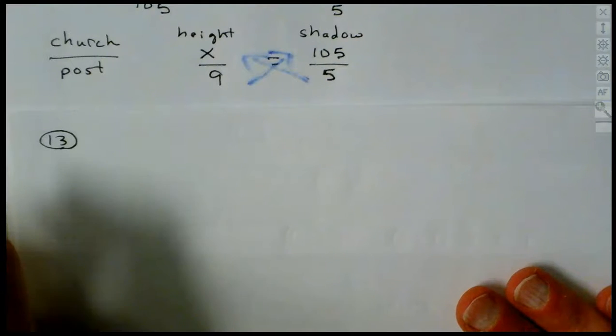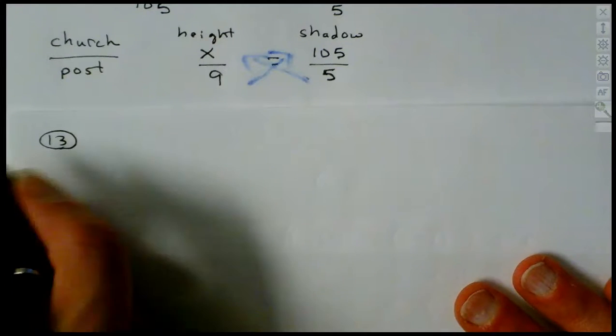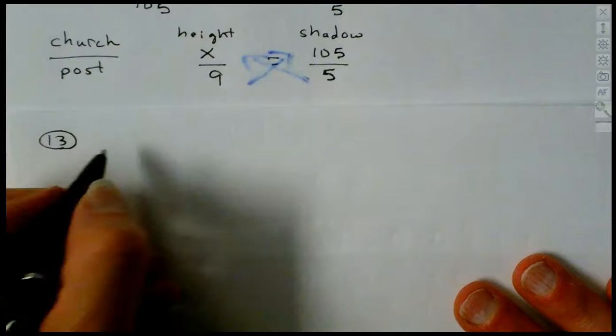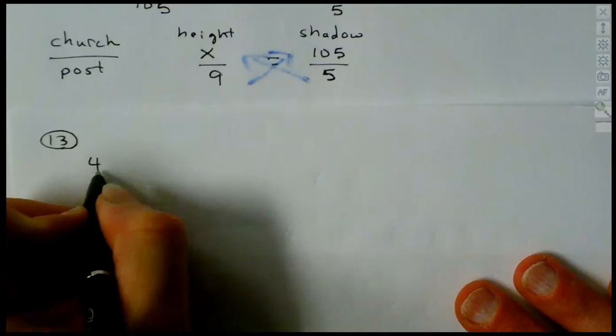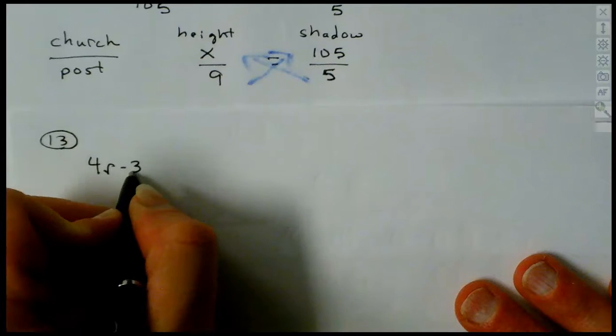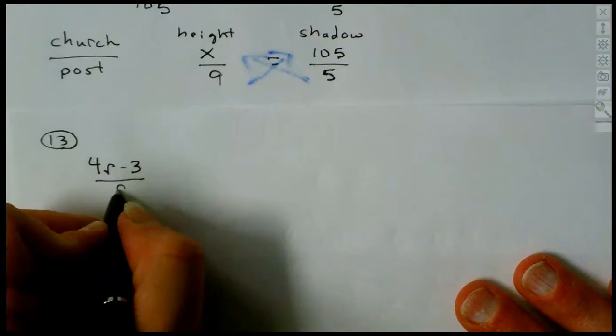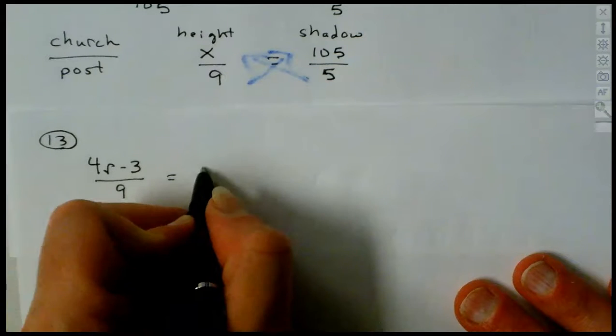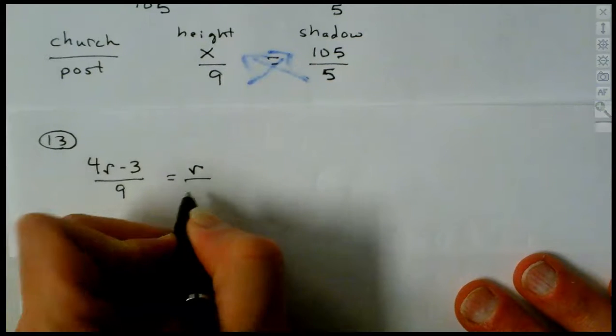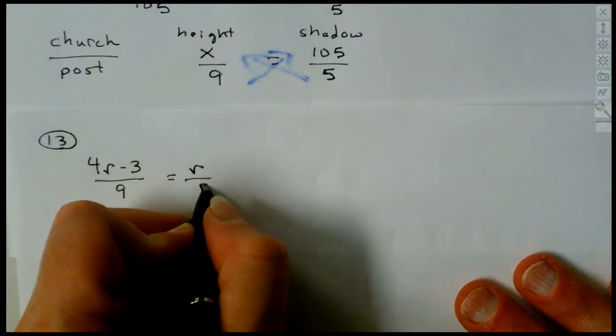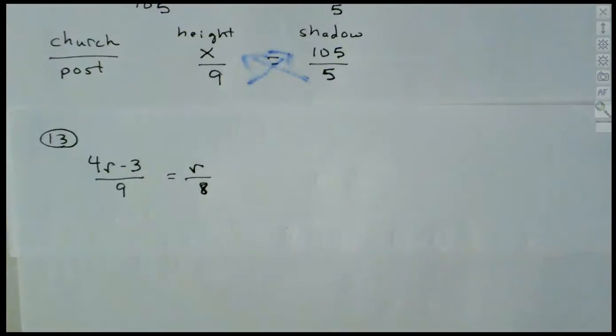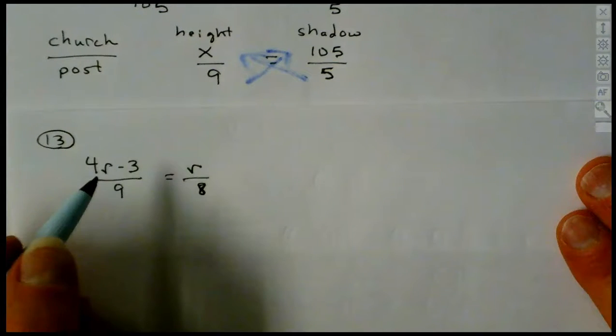We need to find our variable. Solve for the variable. So our ratio is 4r minus 3 over 9 equals r over 8. And I'll work through about half of this one for you. So we'll work through about half of this together, and then I'll leave the rest of it for you to finish.